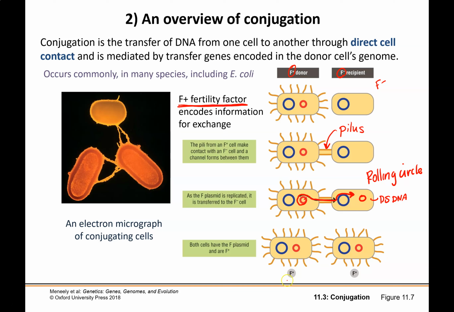So once this F plus cell, or this cell with the fertility factor, infects the other cell and transfers it, this new cell is now F positive. It now contains the genes for the fertility factor and any other genes that are encoded on this plasmid. Now we'll see in a few minutes, this fertility factor can also be encoded in the genome.